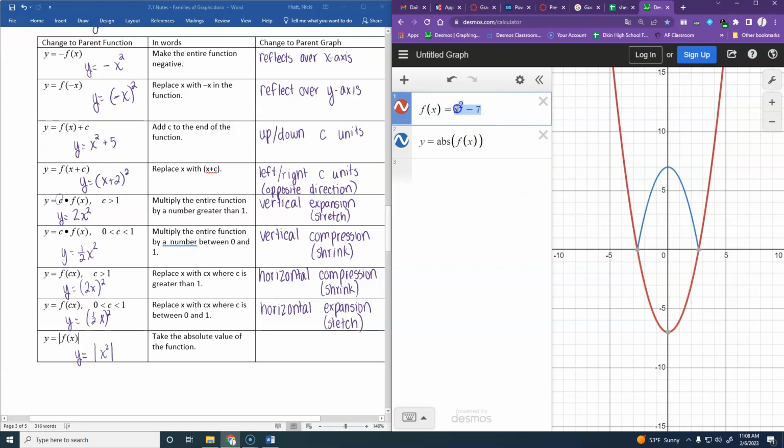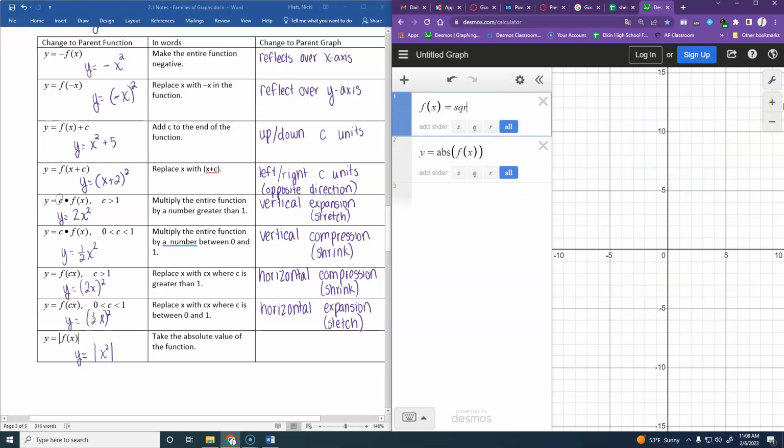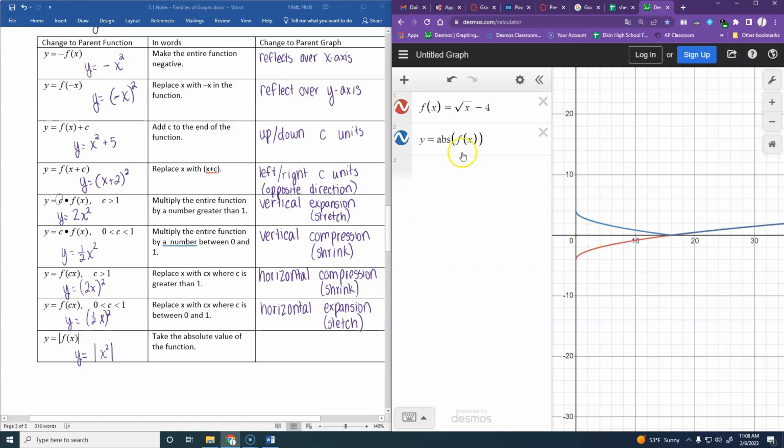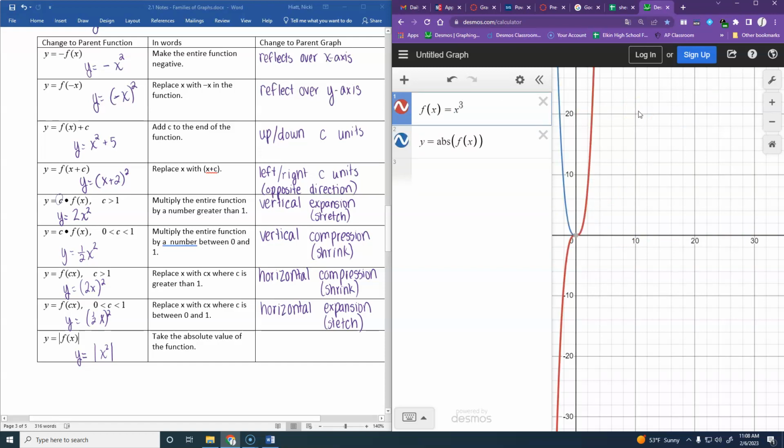Okay, let me change this original function. Let me make it square root of x minus 4. Okay, let me go over here. Okay, the red is my original. The blue is my absolute value of that function. Well, it's not exactly just like flipping it upside down, right? But parts of it are flipping upside down. So let's do another one. Let's do x to the third. That's a good one to do.